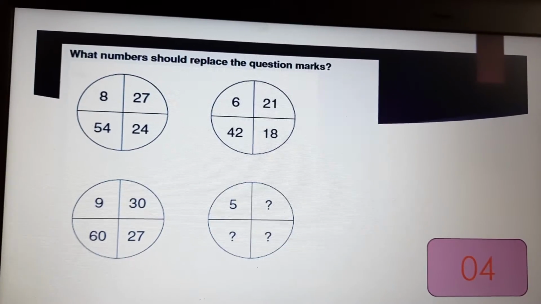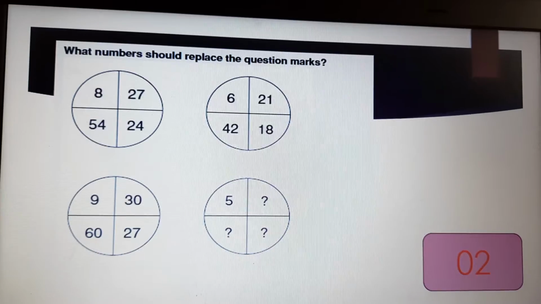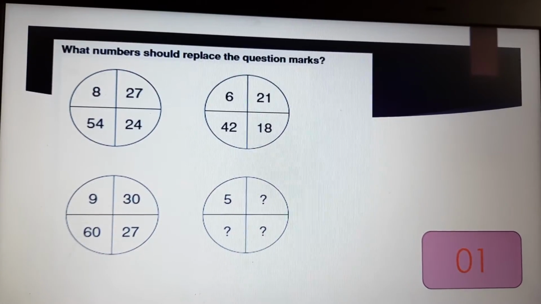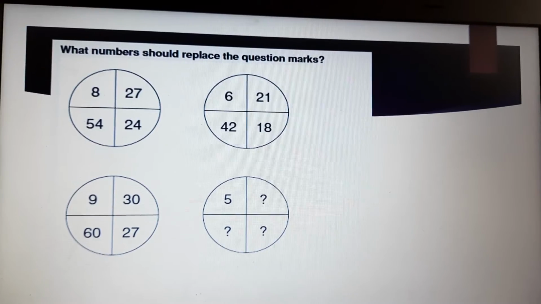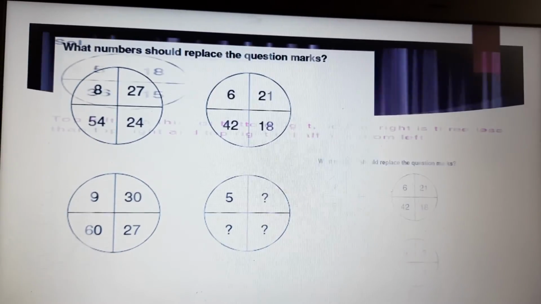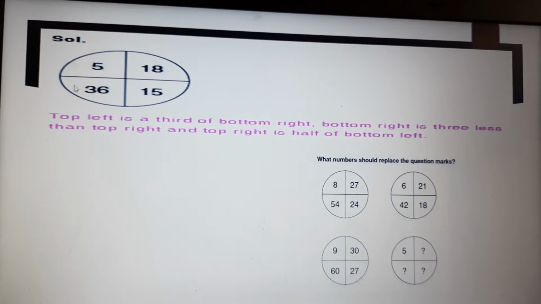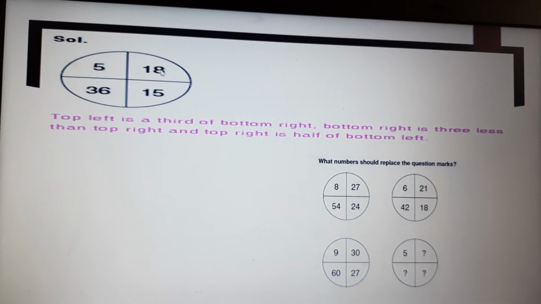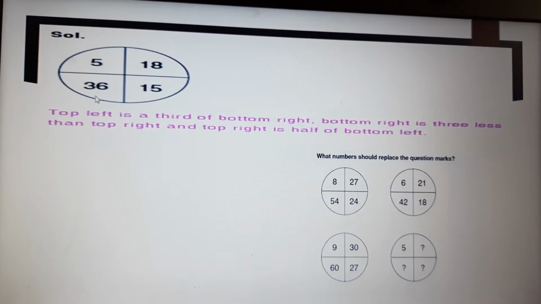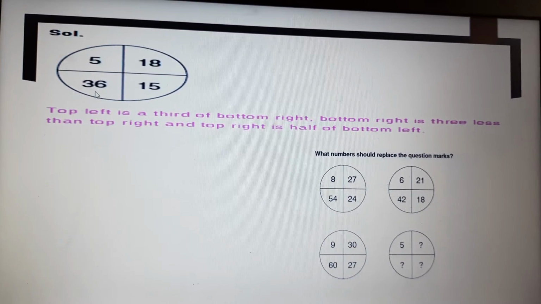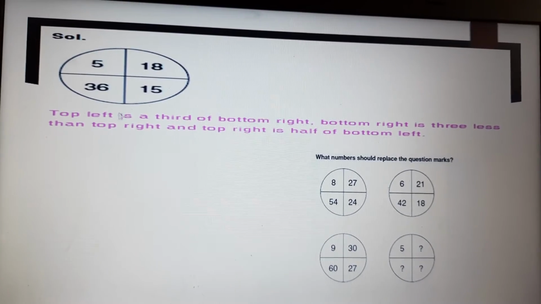Let's have a timer. Let's see the answer. So the answer for the fourth circle: the top left is 5, the top right should be 18, the bottom left should be 36 and the bottom right should be 15.